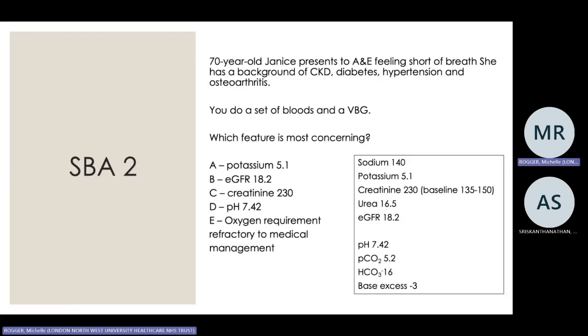Okay, question 2. 70-year-old Janice presents to A&E feeling short of breath. She has a background of CKD, diabetes, hypertension, and osteoarthritis. You do a set of bloods and a VBG. Which feature is most concerning? Is it potassium of 5.1, an eGFR of 18.2, creatinine of 230, a pH of 7.42, or an oxygen requirement refractory to medical management?